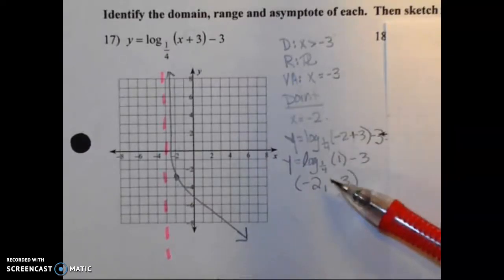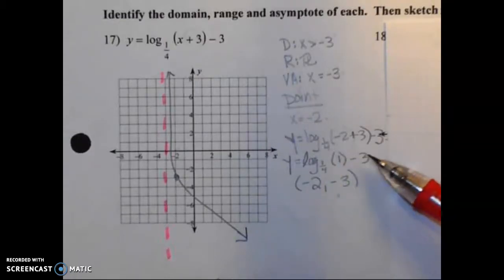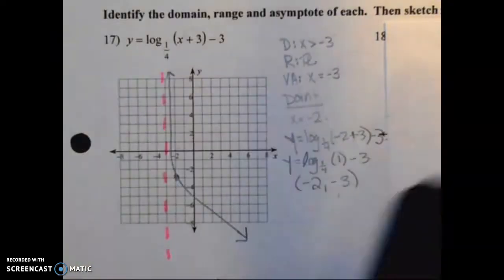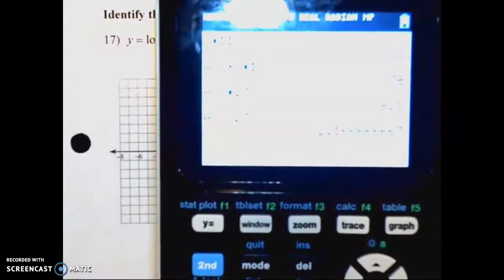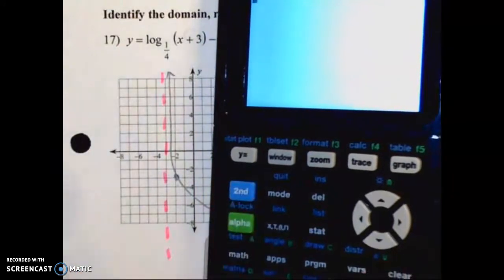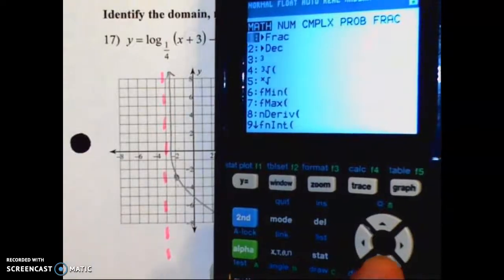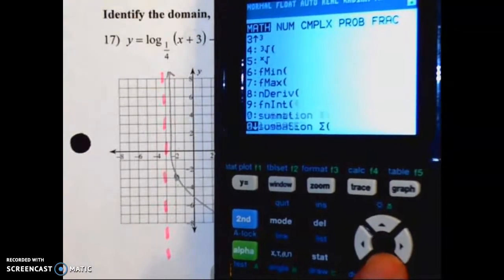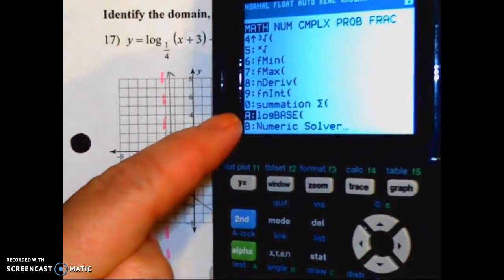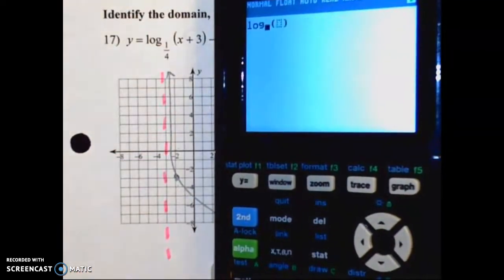Okay, the one trick is, how do you put this log base 1/4 of (x + 3) in a graphing calculator? Let me get my graphing calculator. I don't think you can see this. Okay, clear, clear. Hit math. Scroll down, down, down until you get to the log base. Do you see it? It's capital A, log base, and hit enter. That's where you're going to type everything in.